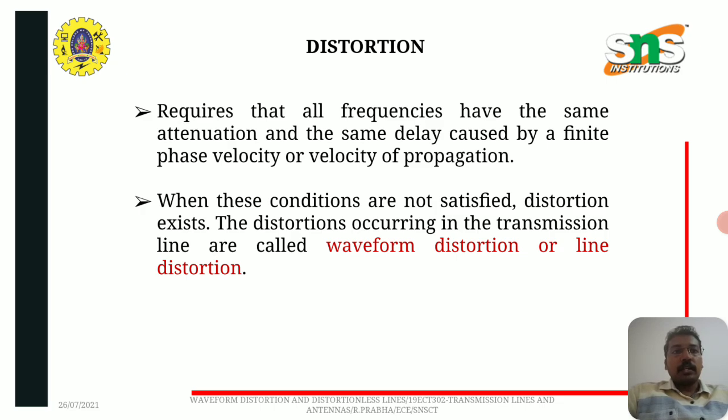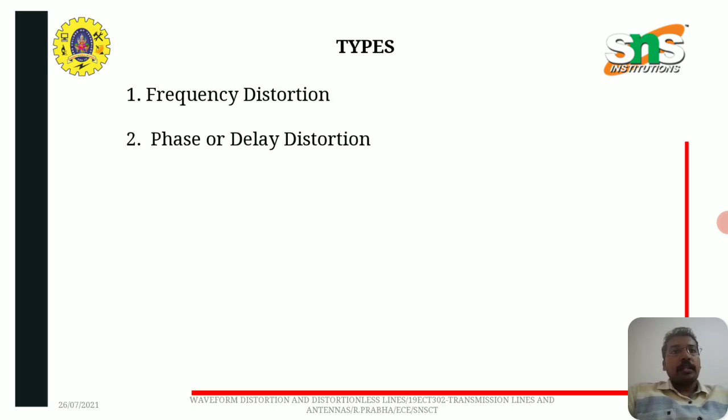The distortions occurring in the transmission lines are called waveform distortion or line distortion. The types of distortions are frequency distortion and phase or delay distortion.